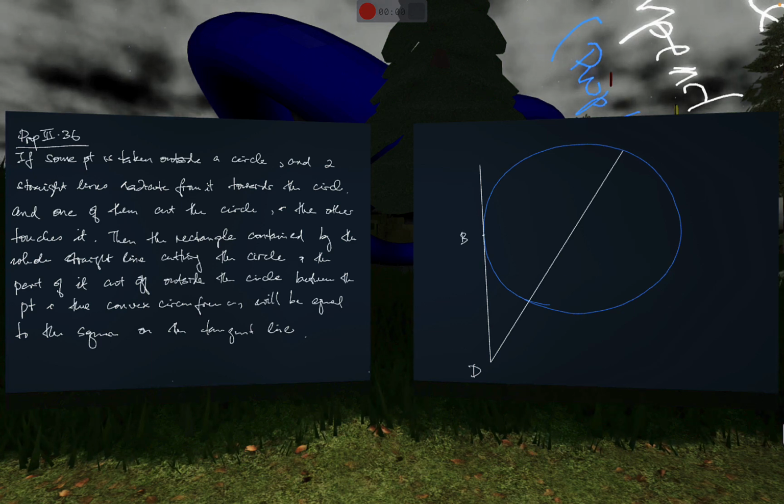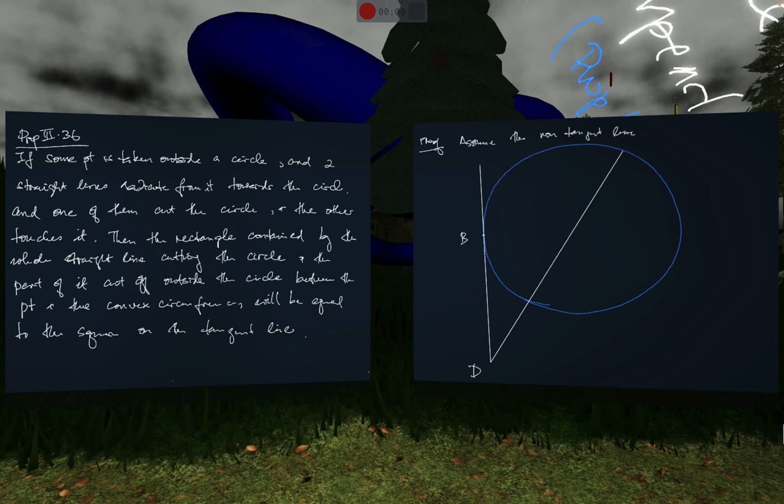So I guess I'm starting the proof. May as well just start the proof. So we're going to assume the non-tangent line cuts or passes through the center. This is part of the proof. Well, obviously we need to prove it in general. We have two cases. So we're going to do this first and do it in the general case. I think the proof of the general case doesn't work in this case. So it's really two cases, right?